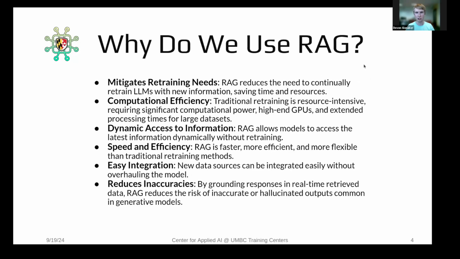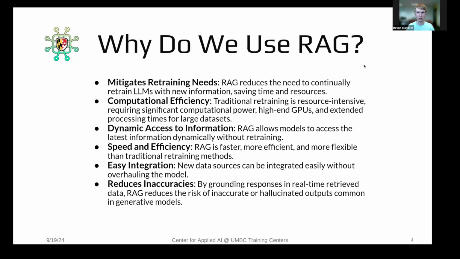So why do we use RAG? This mitigates the need to retrain a model, because retraining a language model for new information is extremely computationally expensive, and comparatively, RAG is not as computationally expensive and actually saves a lot of time and resources. This also allows for dynamic access to information, as RAG allows models to access the latest information without retraining, and it's also extremely easy to integrate. All you really need is just three things, which we'll discuss in a moment. New data sources can be easily integrated without completely overhauling and retraining the model.